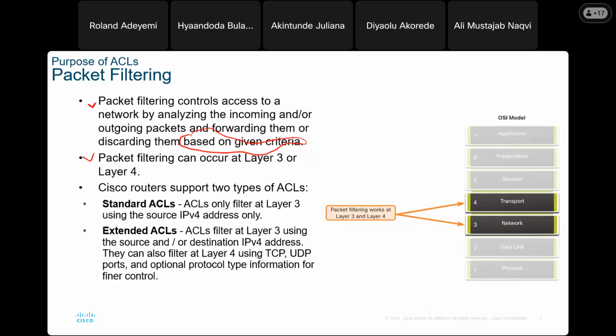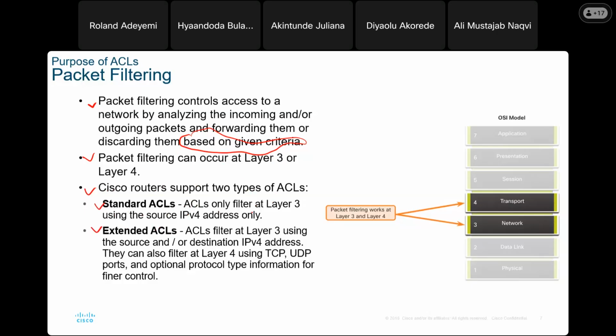Okay. So Cisco routers support 2 types of ACL. We have standard ACL. We have extended ACL. These are the 2 different types of access control list: standard ACL and extended ACL.